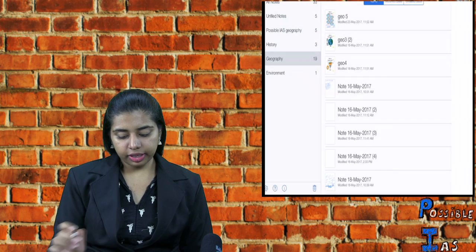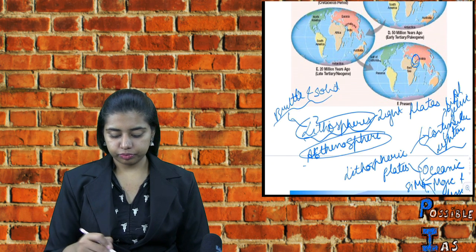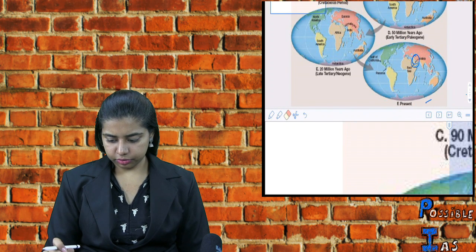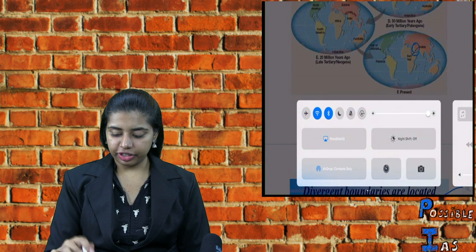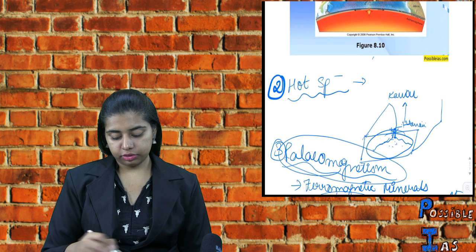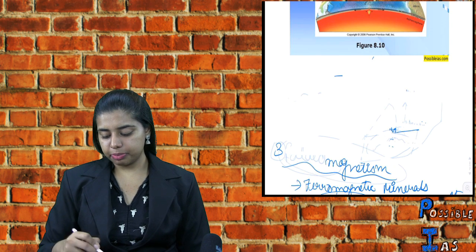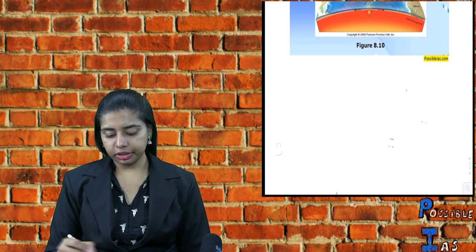So now we did the concept where we said that different convection currents are going on in the mantle. Now, to explain these convection currents, certain models were given. So what were these models? We'll see that.